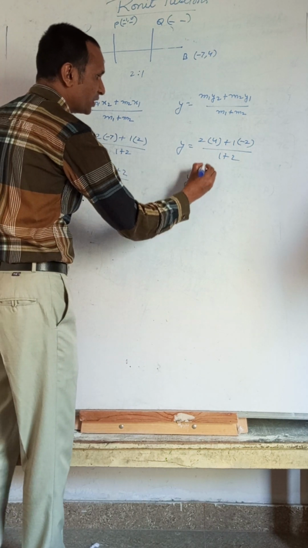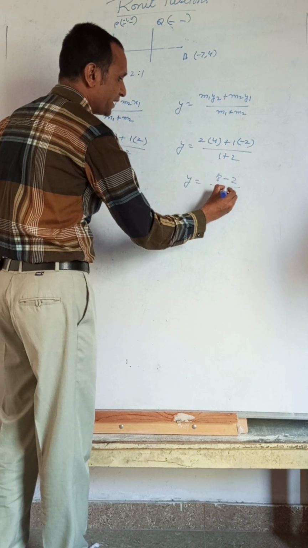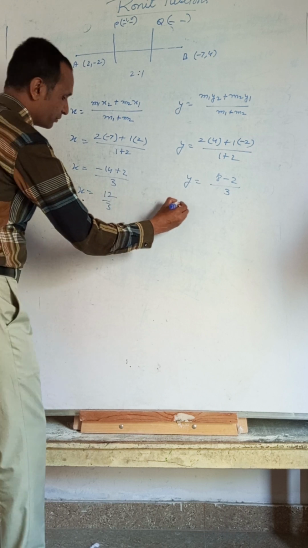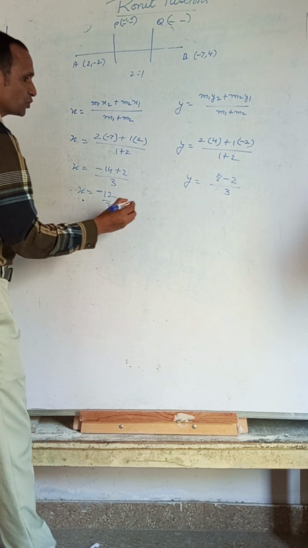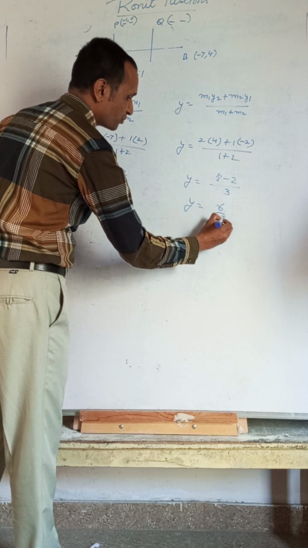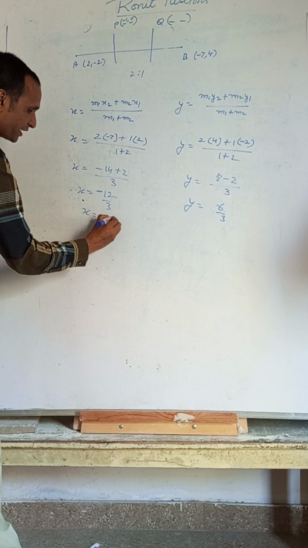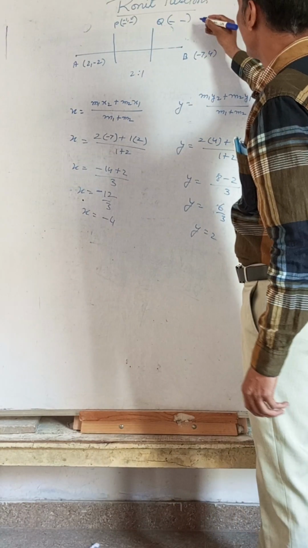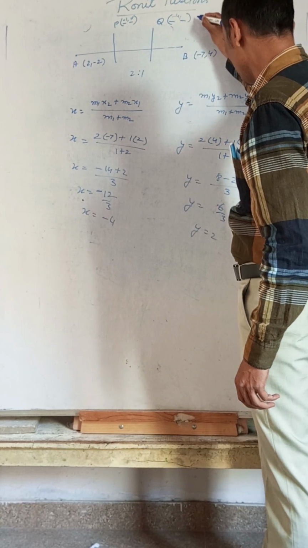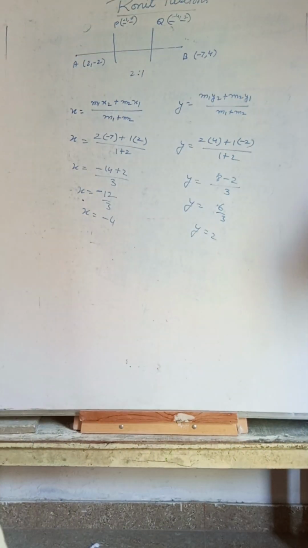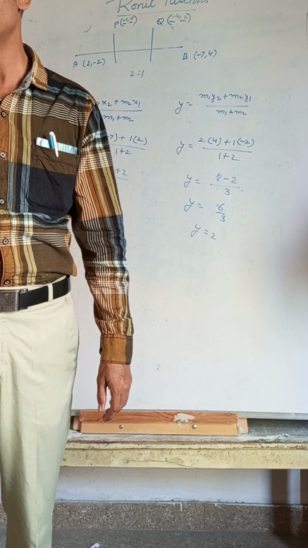On this side y is equal to (8 minus 2) by 3. So x will be -12 by 3 and y will be 6 by 3. Then x is equal to -4 and y is equal to 2. So the Q point came -4 comma 2. This is the same example given in your NCERT textbook in coordinate geometry.